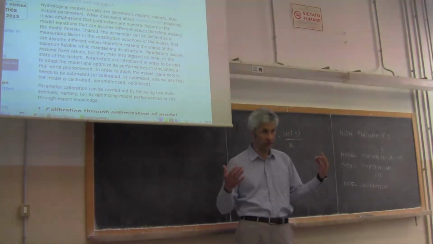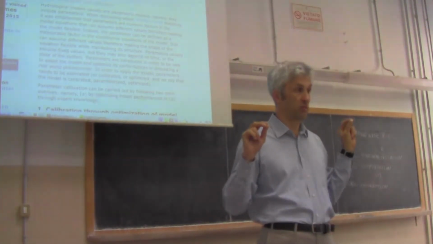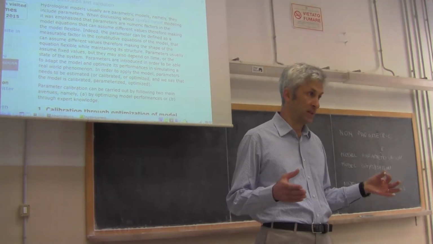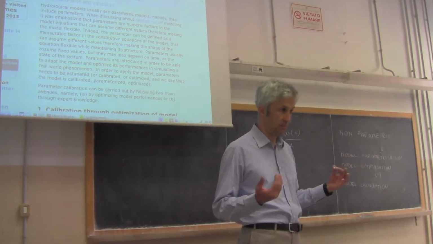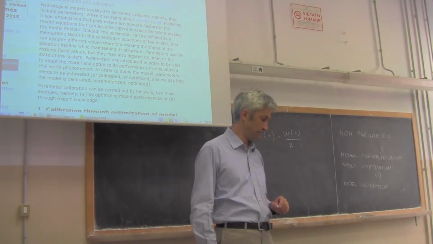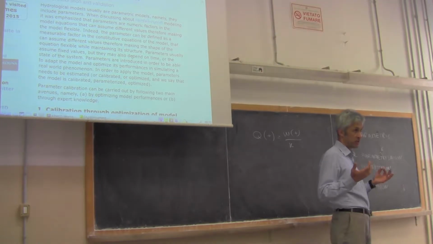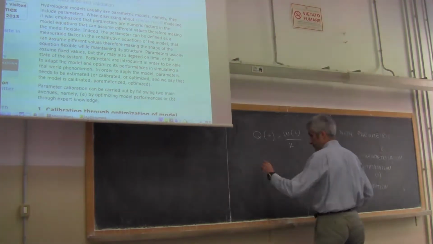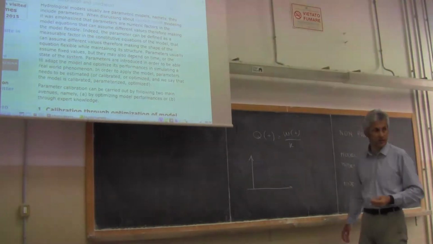So we need observed data. This is the first requirement for optimization of model performances. We need observed data. We run the model, we compare the model with the data, and identify the parameter values that make the model best performing. This is quite straightforward. Like, I wanna use the linear reservoir to reproduce a catchment, and I have an observed hydrograph.